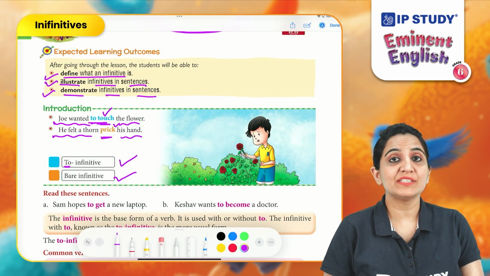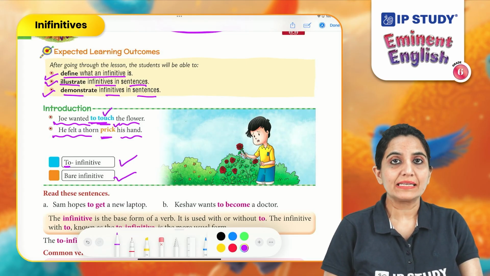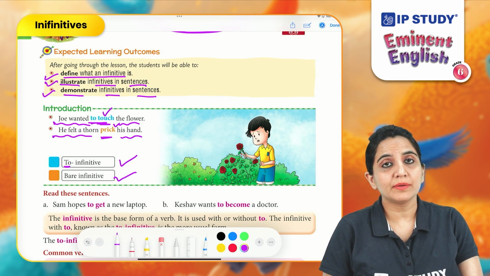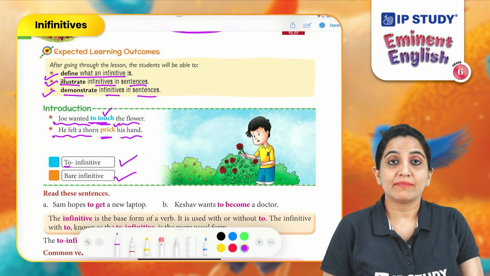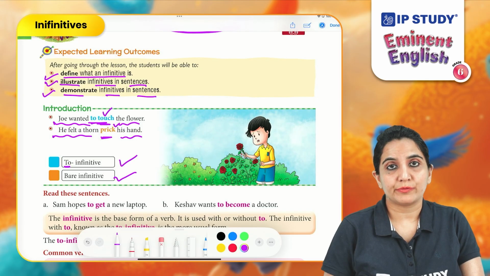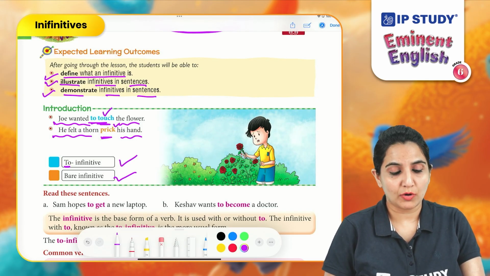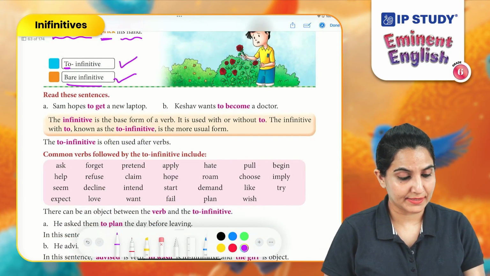So, the base form of a verb like eat, go, prick, touch, all of these are called infinitives. They can be used with the preposition to or without the preposition to as well. When we use it with the preposition to, we call them to-infinitive. When we use them without the preposition to, we call them bare infinitive. Let us read these sentences.